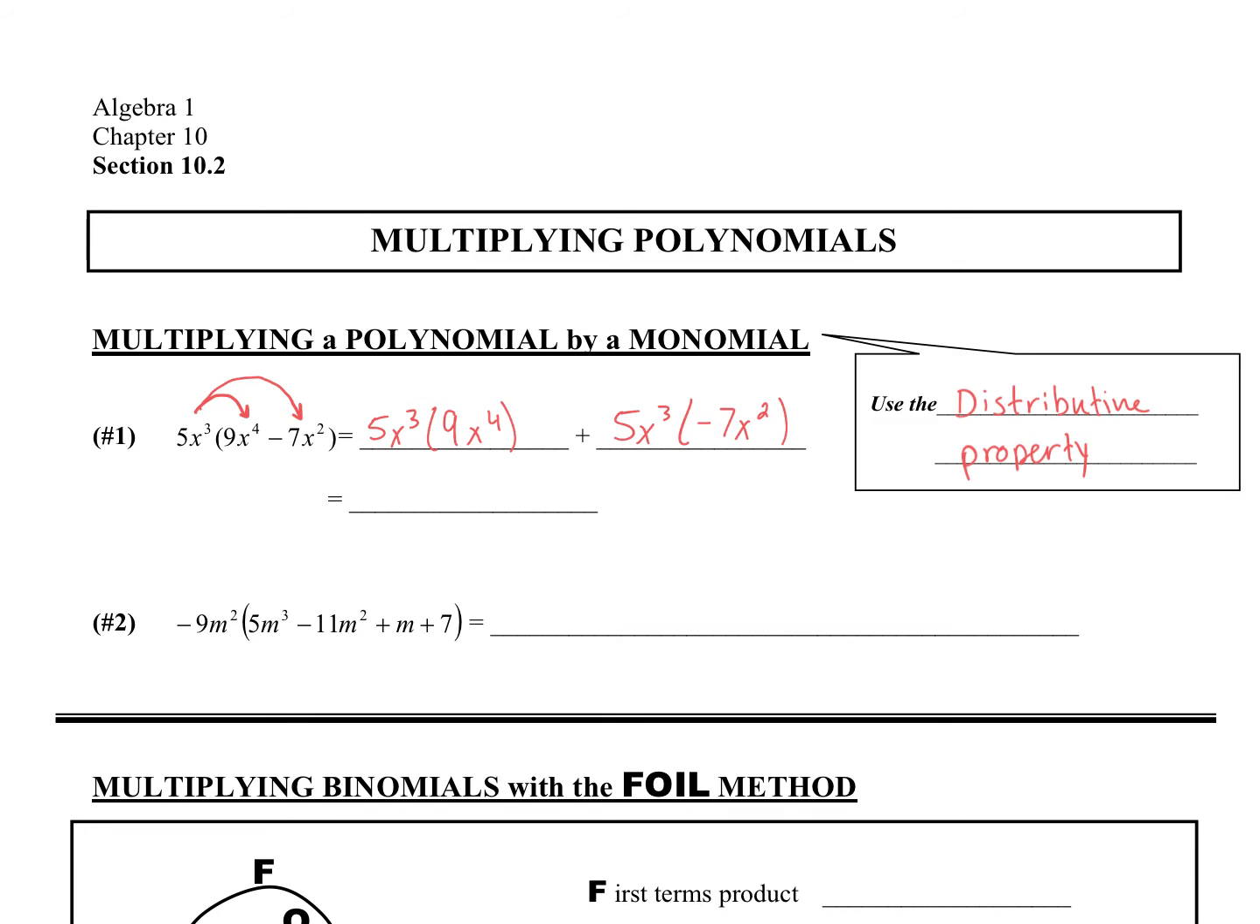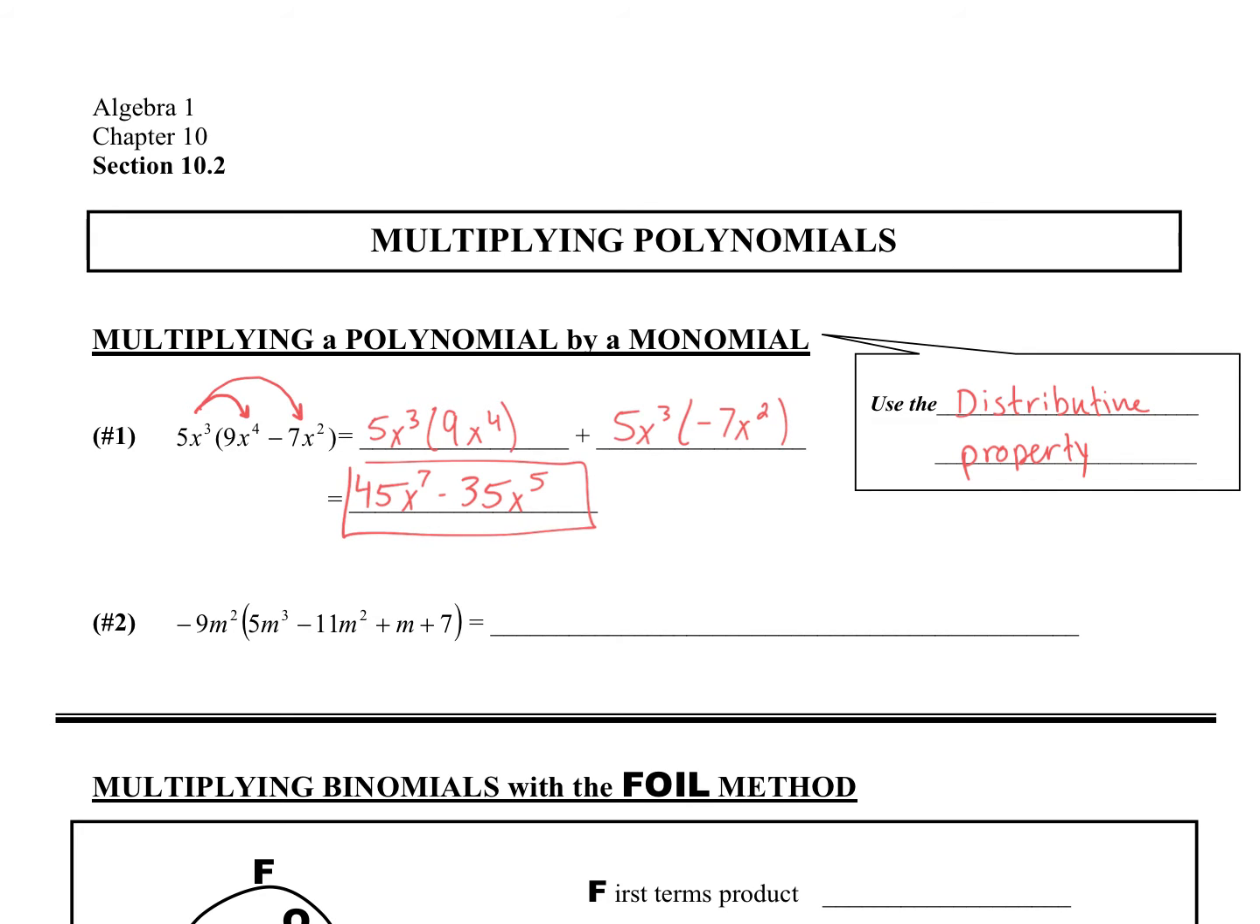The first thing we do is multiply the numbers out in front. So 5 times 9 is 45. Remember, when we're multiplying powers with the same base, we add the exponents together. So x to the third times x to the fourth is x to the seventh. Again, first we multiply those first two numbers together: 5 times negative 7 is negative 35. And then x to the third times x squared is x to the fifth. And then we're done for that one.